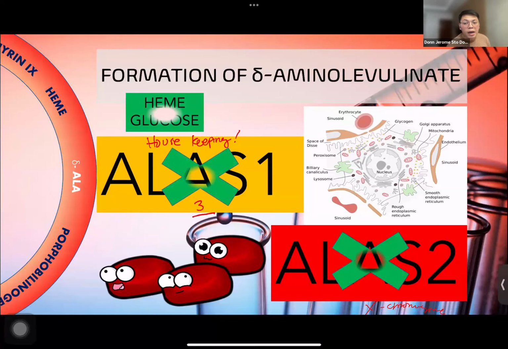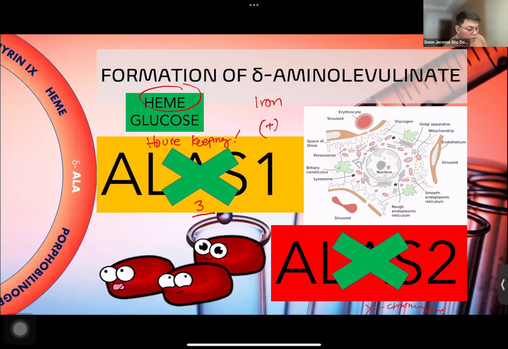The presence of heme as well as glucose would inhibit ALAS, and the presence of iron, which is found at the center of your heme, is a positive regulator of the enzyme, meaning it will stimulate the enzyme. Please take note that heme is the end product of the pathway. Tama po ba? Therefore, heme acts as a negative feedback inhibitor of ALAS. Nasundan po? Clear so far?